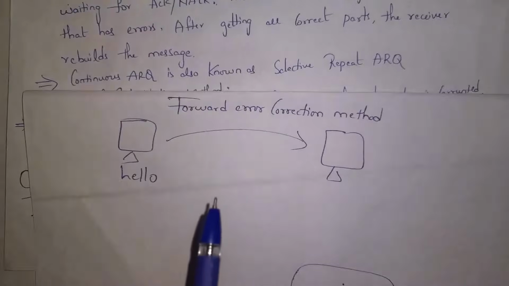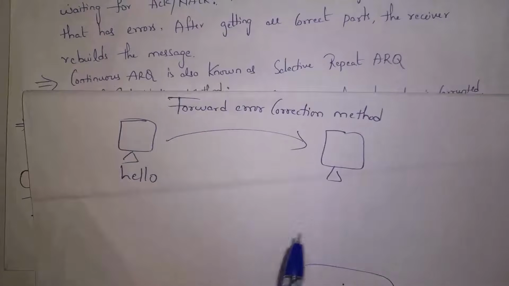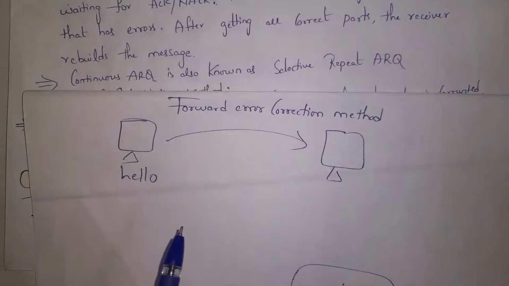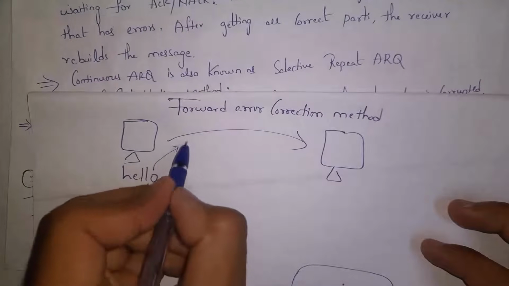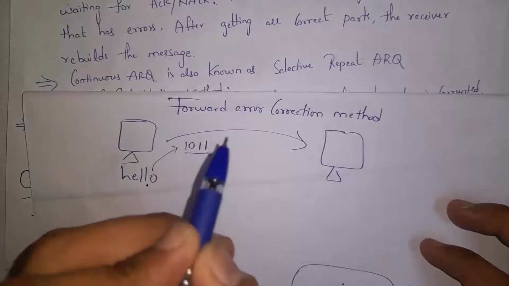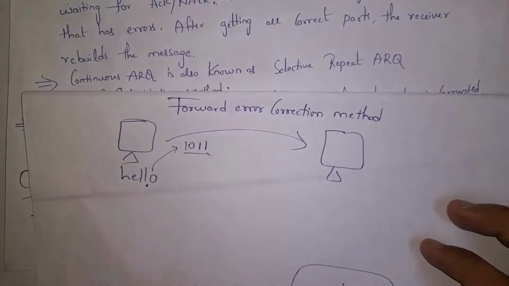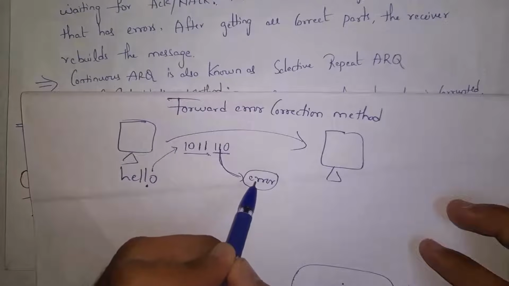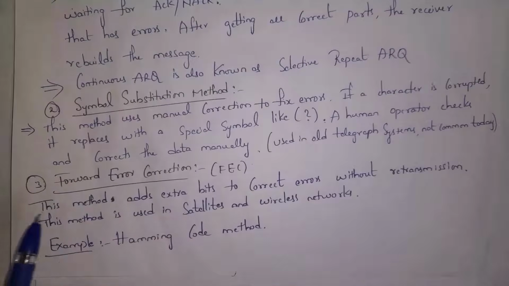Whereas in forward error correction method, along with our data, we will add extra bits. And by using that extra bits, we can check error in the data. For example, let's say I'll send hello. Binary bits of hello is 1011. For example, along with my data, forward error correction method will add some extra bits like 110. These extra bits are used to check and as well as correct errors in the data. Guys, we'll use forward error correction in satellites and as well as in wireless networks.